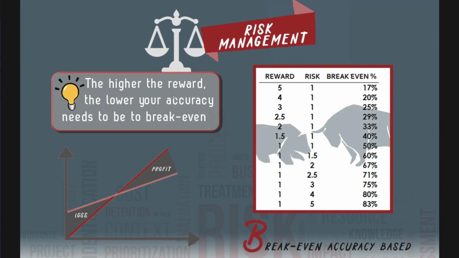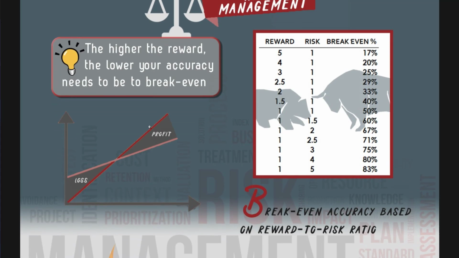Next, let's talk about risk management. The higher the reward, the lower your accuracy needs to be to break even. Right, that's a pretty basic concept. Break-even accuracy is based on the reward to risk ratio, what you realize at the end of the trade or the end of your trades. So if your reward to risk is 5 to 1, right, your winners are 5 times bigger than your losers, you will break even with a 17% accuracy. That's pretty extreme, right? 5 to 1, 4 to 1. These are all extremities. Most traders will fall in this realm here, right? 1.5, 2 to 1 area. So you need to know these numbers. What's your break-even rate? Well, 2 to 1, it's 33%. With 1.5 to 1, it's 40%.